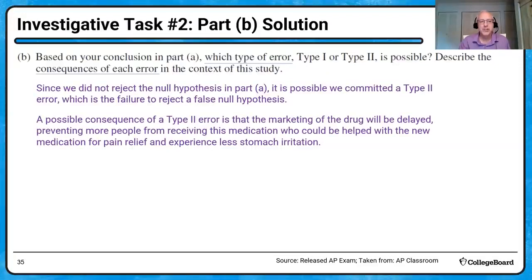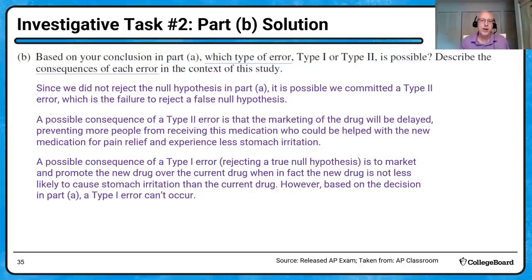But we have to describe the consequences of a type 1 error, even though we could not have made such an error. So a type 1 error occurs when you reject the null hypothesis, but the null hypothesis was actually true. So that would mean marketing and promoting the new drug over the current drug, when in fact the new drug is not less likely to cause stomach irritation than the current market drug. That would be unfortunate also, but that's not a type of error we could have made in part A because we failed to reject the null hypothesis. So this is quite intensive. You've done these things before, describing a type 1 error or a type 2 error.